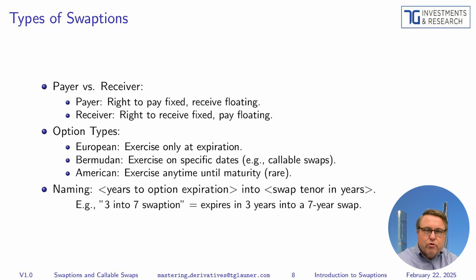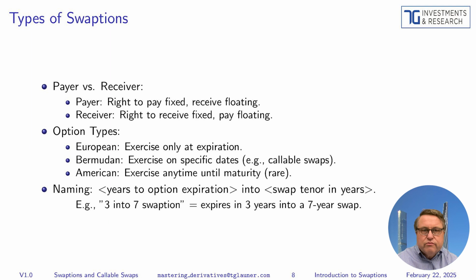They also come in various option styles. The European style allows exercise only at a single date, the expiration. Bermudan style, quite common, permits exercise on multiple specific dates or ranges of dates before expiration. American style allows exercising starting at some time in the future and then any day until maturity.